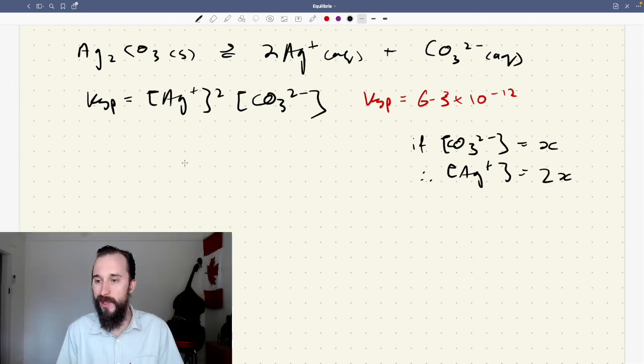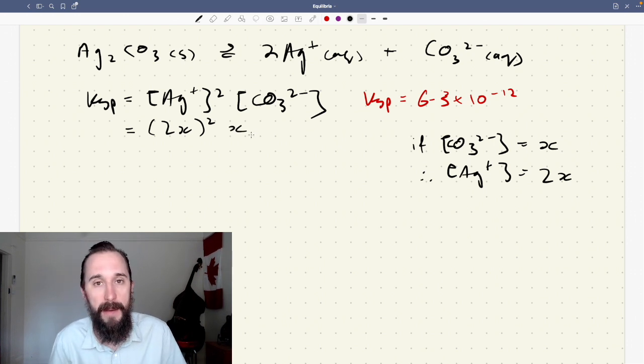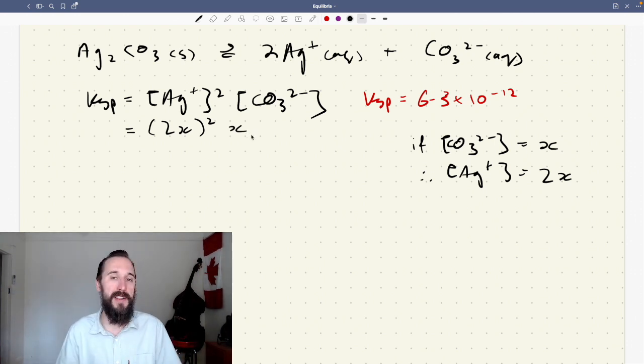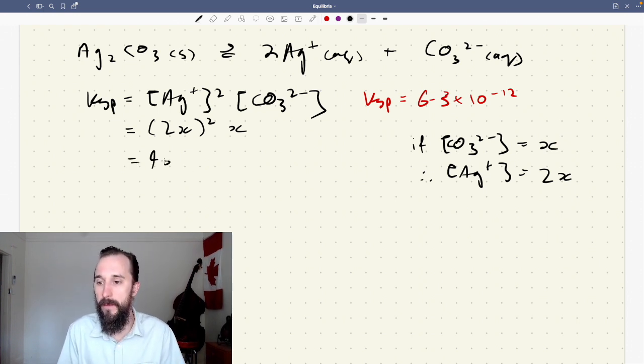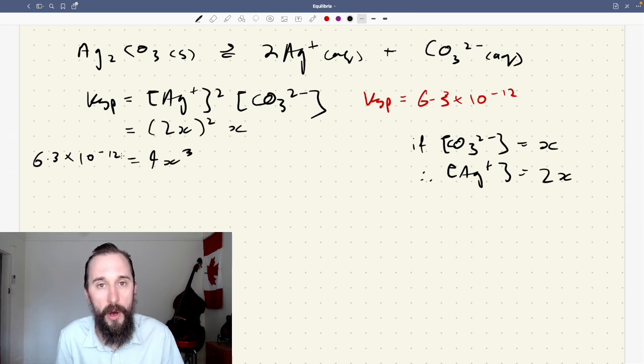Now let's get a little bit algebraic with it. We've got a concentration of silver ions, which is 2X. We're going to square that, and then we're going to multiply it by X for our carbonate. So we're expressing the Ksp in terms of just one unknown variable, which we can do from the stoichiometry. We expand that, we end up with 4X squared that we're going to multiply by X. So that's going to end up with 4X cubed. And we've got our Ksp value. So 4X cubed equals 6.3 times 10 to the minus 12.